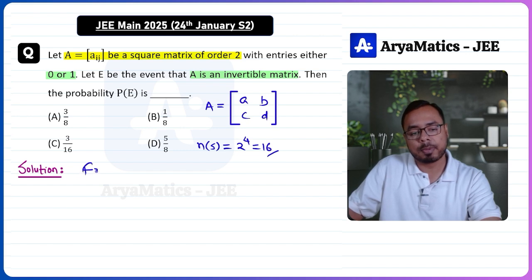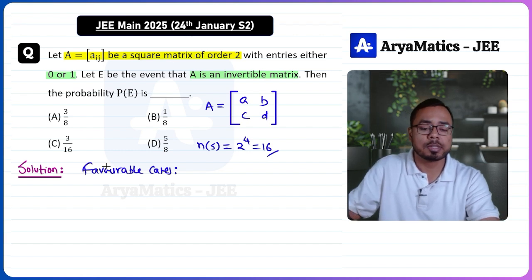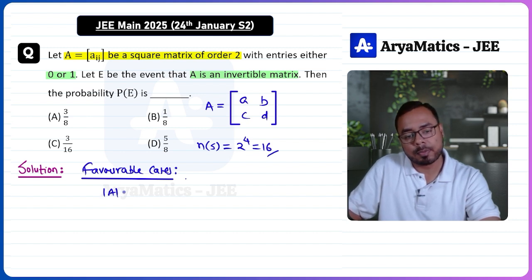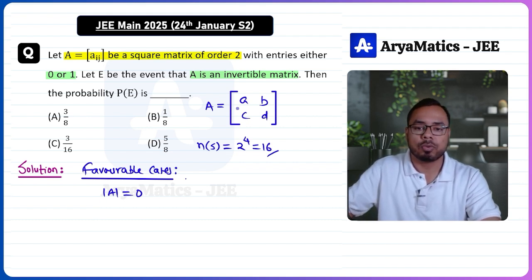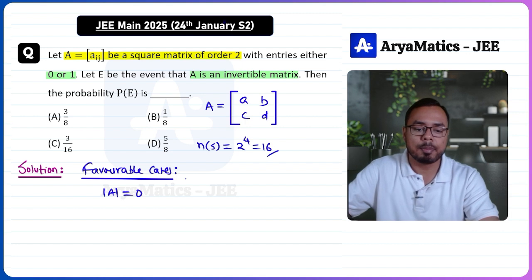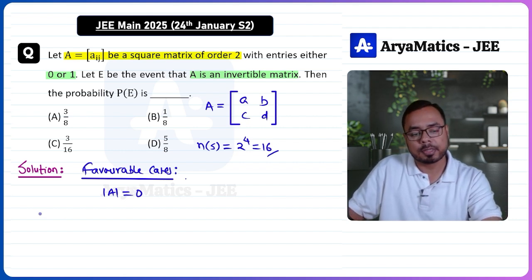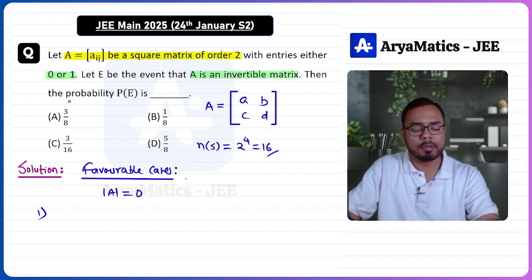Now let us talk about favorable cases. Favorable cases are those cases where the determinant of the matrix is non-zero. So in total we have 16 matrices. First we'll count the number of matrices whose determinant is 0. Determinant 0 means AD minus BC is 0. And in total we have 16, so the remaining matrices will have determinant non-zero. Now if I want to make the determinant 0, there are a number of different possibilities. We have to use only 0 and 1, so we'll consider different cases.